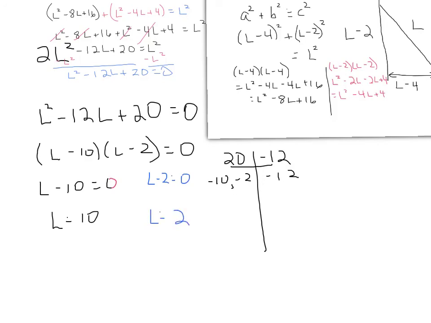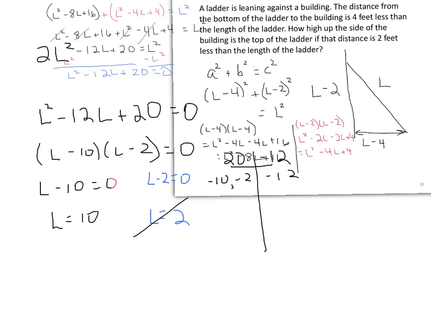Well, which one is it? They're both positive numbers, so they could both be distances, but let's look at our original problem again, which is over here. L - 2 is the height. If L equals 2, that means the height is 0. So that's not true. We can disregard that, and that leaves that the L, the length of the ladder, is 10. But that's not our answer.